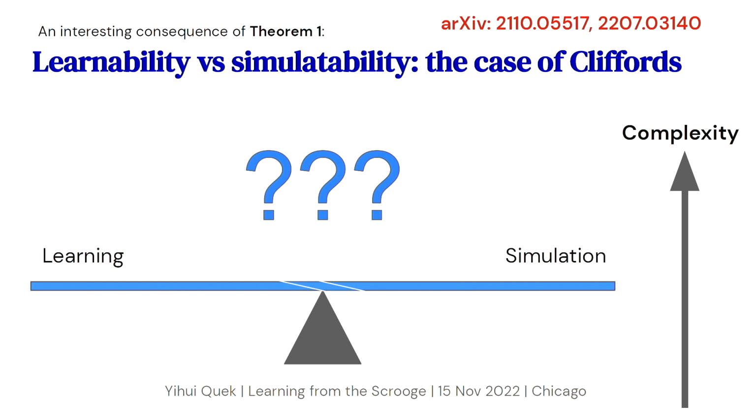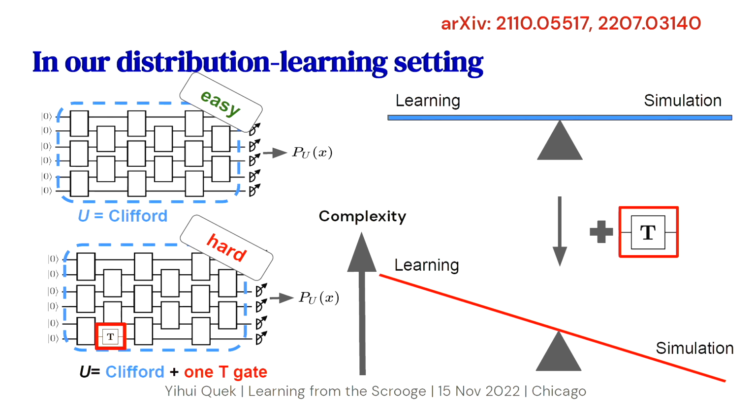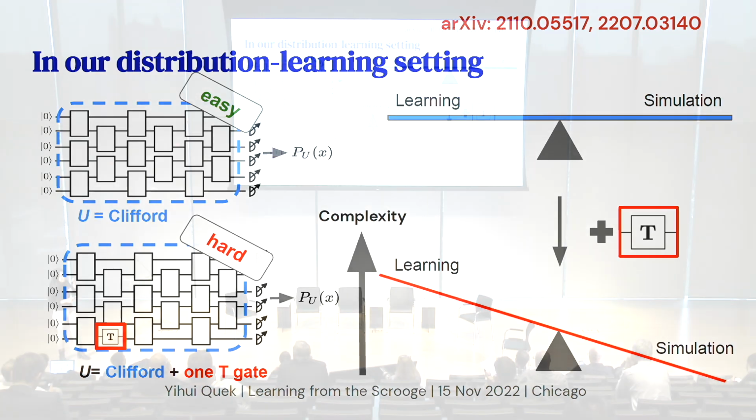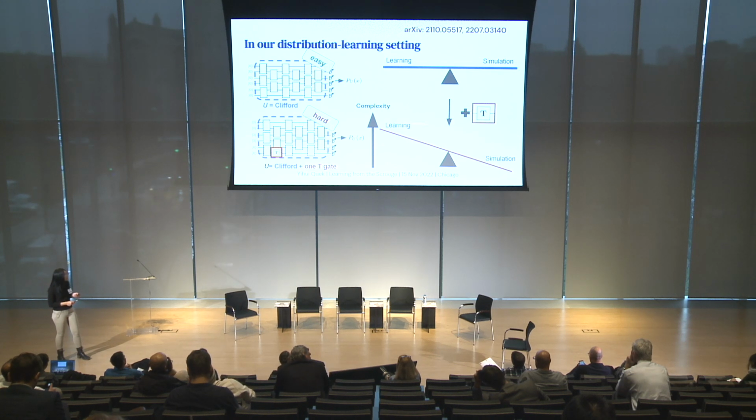However, what we showed in the previous slide was that while Clifford circuits are always easy to learn, Clifford circuits with just one T gate become hard to learn. And in this sense, we observe a phase transition between the learnability of Clifford circuits. Okay, so if you look at the above panel, when your circuit consists solely of Clifford gates, then it's both easy to learn and easy to simulate. However, if you just add one T gate into the mix, then while simulation is still easy because you only have one T gate, we showed that the learning then becomes hard. So we observe a kind of phase transition in learnability.